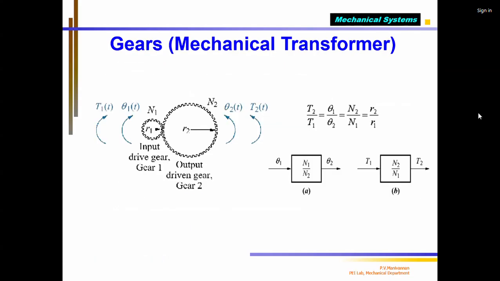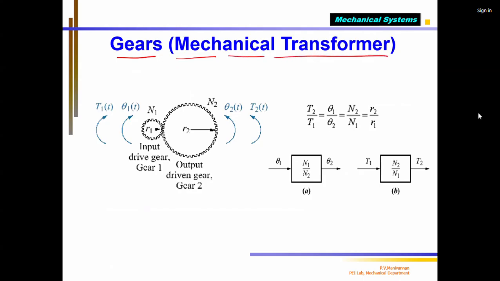Next important thing in any mechanical system is gears. You know, correct? Every machine, robot, any machine, CNC machine, wherever you want to transmit power from one shaft to another shaft, you'll be using gears. I call gears a mechanical transformer.